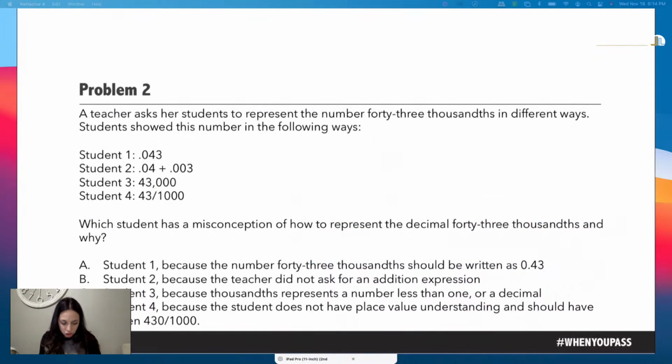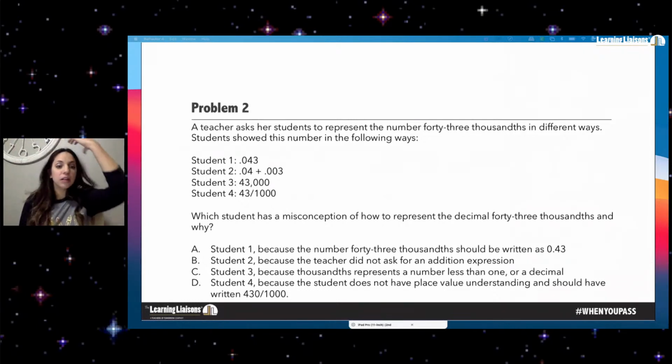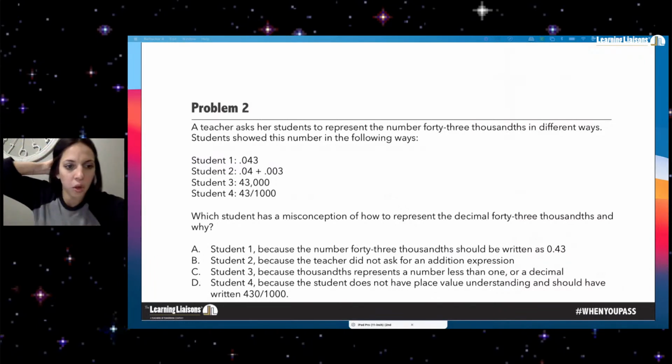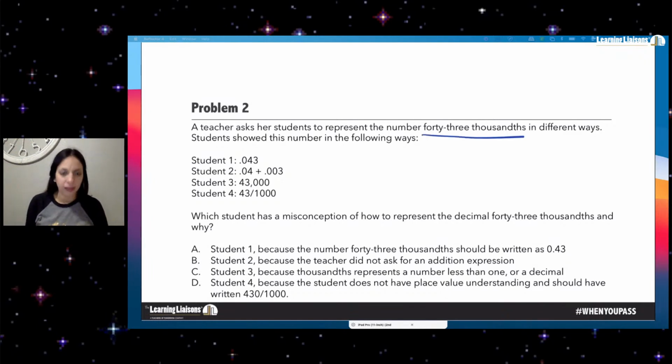A teacher asks her students to represent the number 43 thousandths in different ways. Students showed this number in the following ways. This is for my elementary people. Everybody needs to understand place value, but this is definitely for my elementary people. So the students represented the numbers in the following ways. Student number 1 said it's 0.043. Now, I would not normally read the number that way, but I'm reading it that way to avoid reading it like this. Student number 2 said 0.04 plus 0.003.